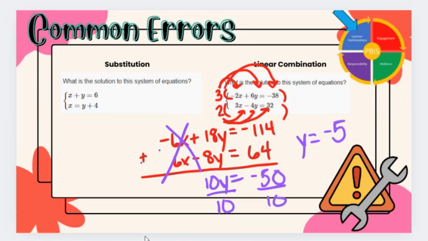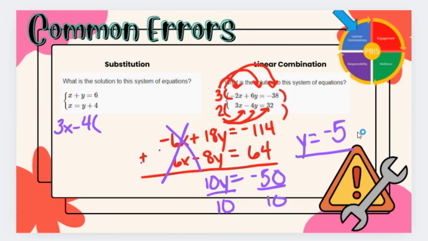But that is not the full answer because we know we need to also solve for x. So I'm going to just take one of the two equations, it doesn't matter which one you use, and you're going to put in negative 5 for y. I'm going to try the second one simply because it has less negatives attached to it. So some people might not feel as comfortable with negatives, so I'm going to try using the second one. So 3x minus 4.